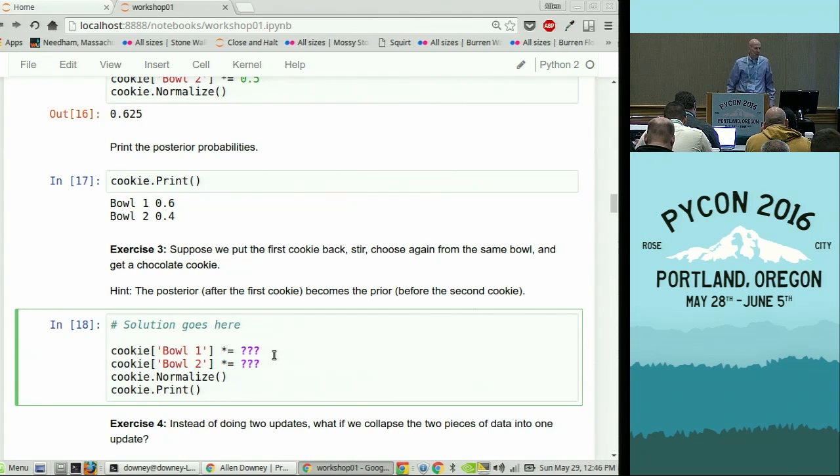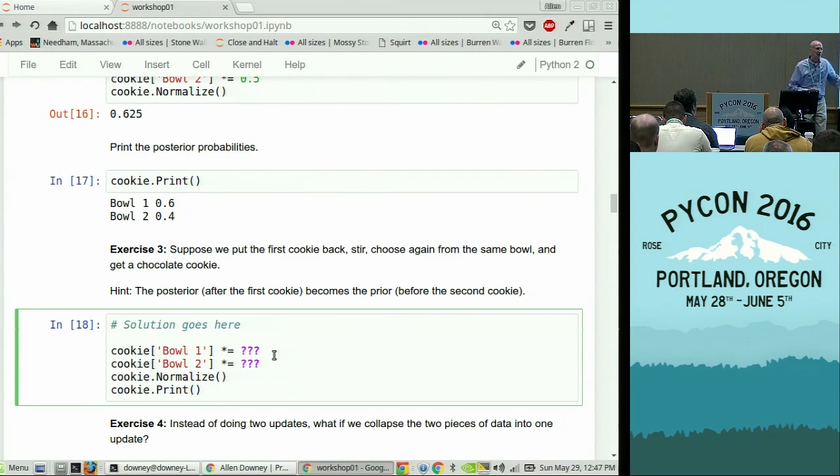Okay, let's take a look at a partial solution. This structure is what we're going to see over and over. When you do one of these updates, you're going to loop through, or in this case, just enumerate all the hypotheses. And for each hypothesis, you're going to multiply the current probability, which is the prior, by a likelihood. In this case, the prior that I'm starting with is the posterior that I ended with. That is to say, when I did the first update, I went from 50-50 to 60-40. And now I'm going to start with 60-40.